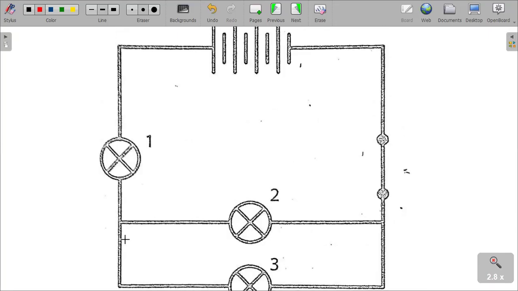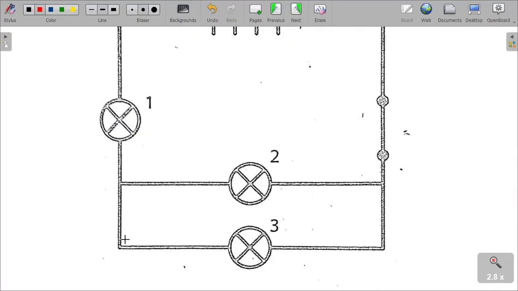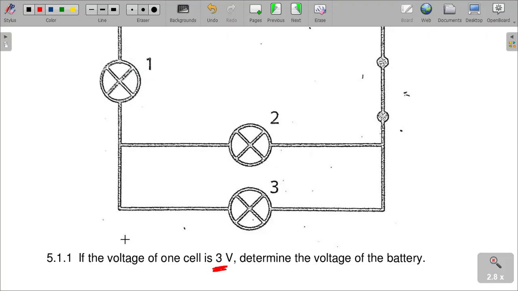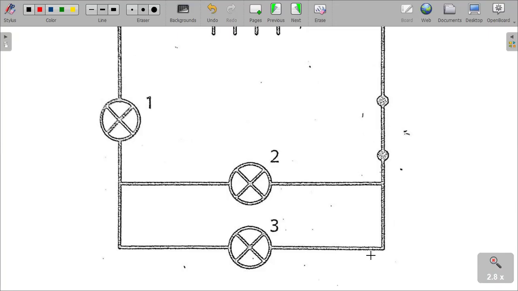We need to say that that is 1, 2, 3, 4. We are saying there are 4 batteries. If the voltage of each cell is 3, determine the voltage of the battery. So we are saying each cell has got 3 volts.